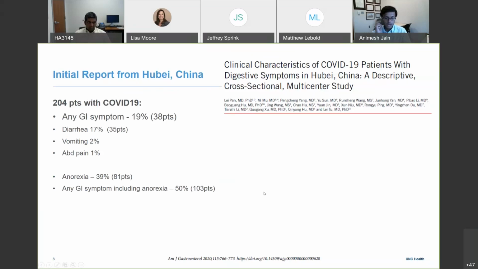I separated out anorexia. It's a little bit ambiguous whether you include that as a true GI symptom or not. Anorexia can be a little bit systemic. But if you include anorexia or classical GI symptoms, about half of patients had either a typical GI symptom or anorexia. So this does seem to be relatively common.